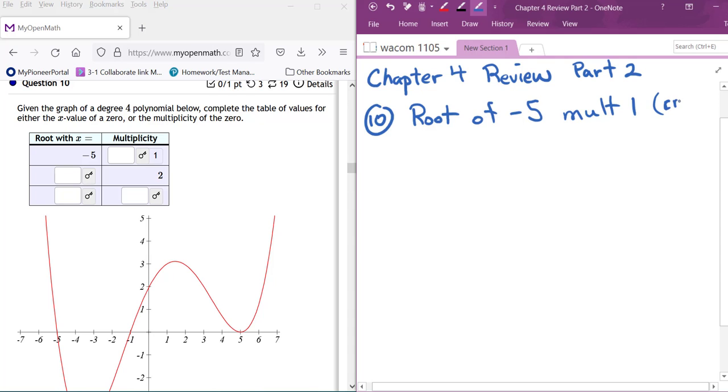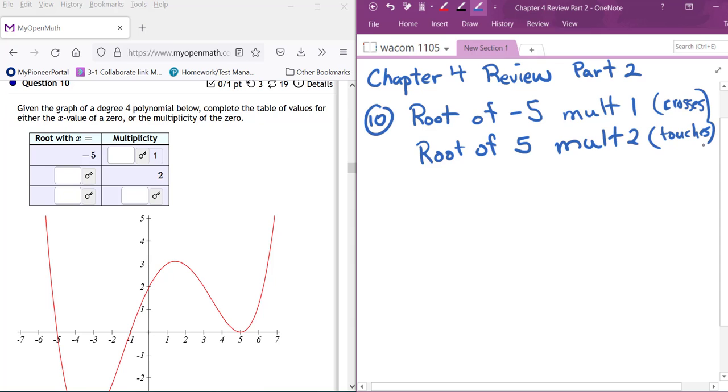It crosses. And they did add up to 4. That's important. All right. Our next one, which has multiplicity 2, is going to be this one that touches and turns around. It would not be this one because this is going to be odd. So 5 would be the root of multiplicity 2. And this is touches and turns around.